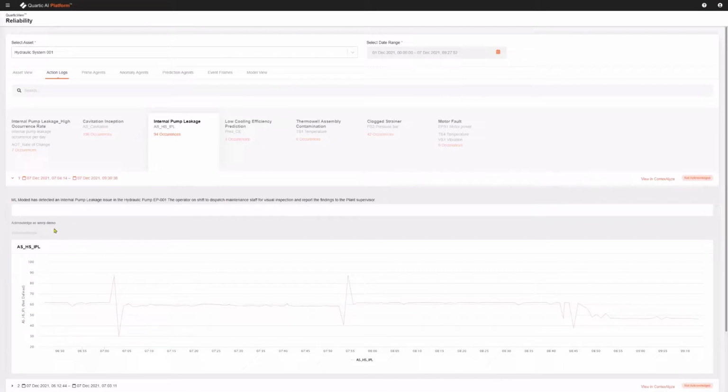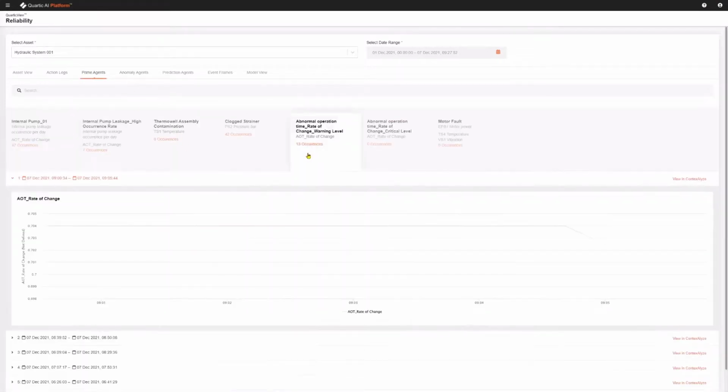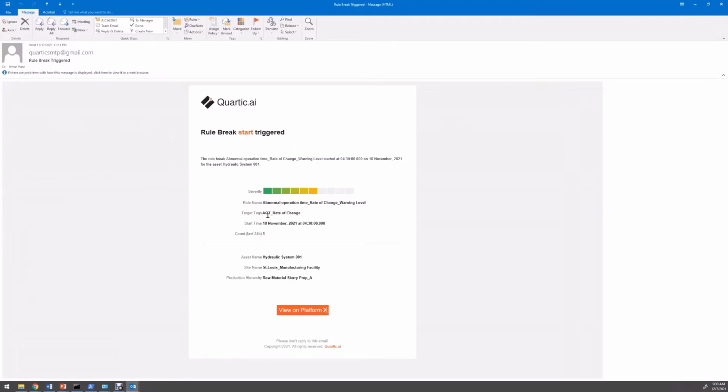Now this is looking at a single occurrence, but I could also set up an agent to look at a collection of occurrences, which is moving towards that rate of change I want to look at. So I set up an alert where if the rate of change of abnormal operation time is increasing, meaning the amount of time I'm spending in failure modes is accelerating, then I want to be notified. So I'm triggering off this AOT rate of change. I can see what asset it occurred on and when it happened.